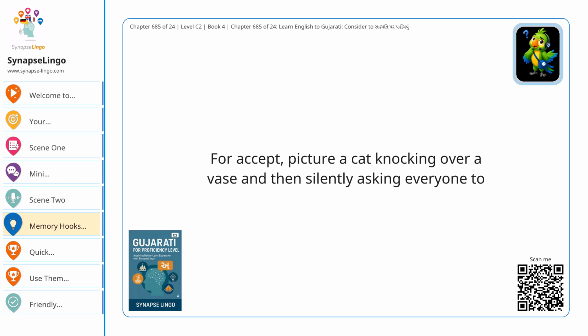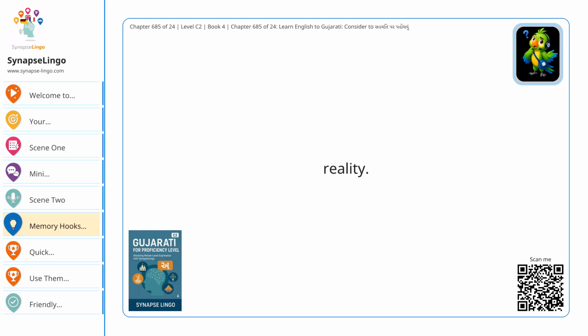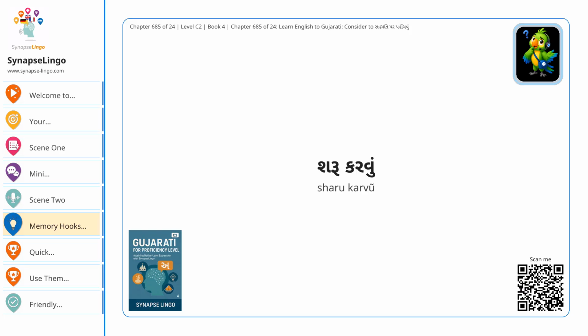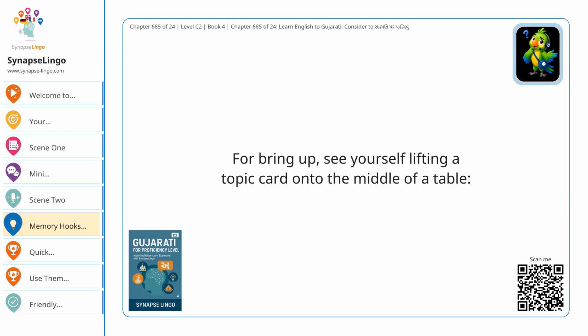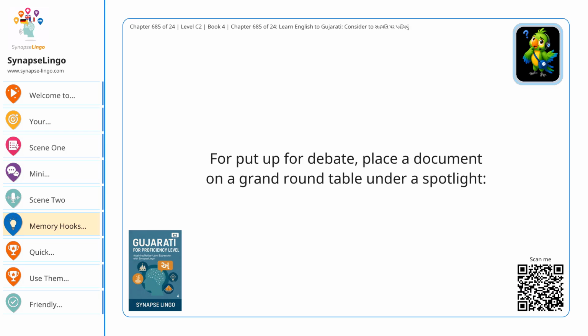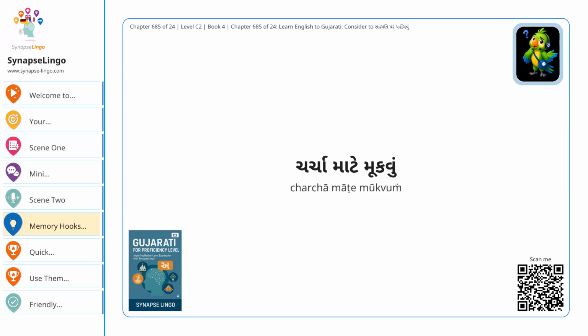For accept, picture a cat knocking over a vase and then silently asking everyone to accept reality. For initiate, imagine pressing a huge green button that says start. For bring up, see yourself lifting a topic card onto the middle of a table. For put up for debate, place a document on a grand round table under a spotlight.